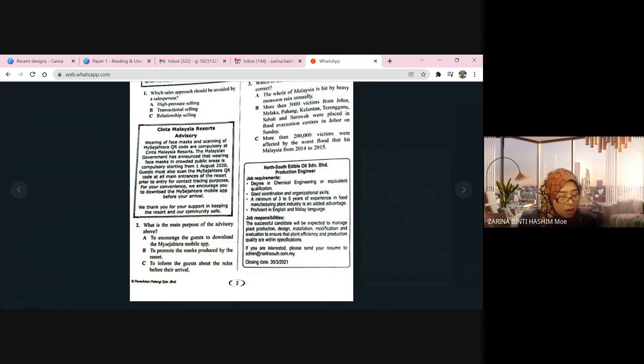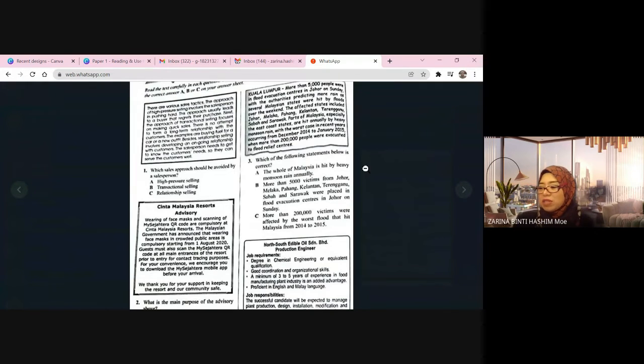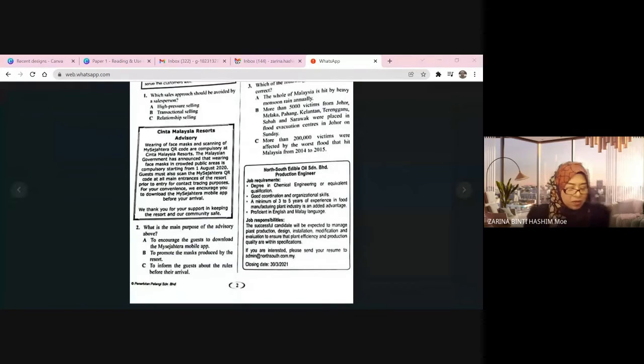Look at option A. To encourage the guests to download MySejahtera. B. To promote the mask produced by the resort. C. To inform the guests about the rules before their arrival. Which one is the correct answer? We have two answers here, C and A. Some of you said A, to encourage the guests to download the MySejahtera mobile app.